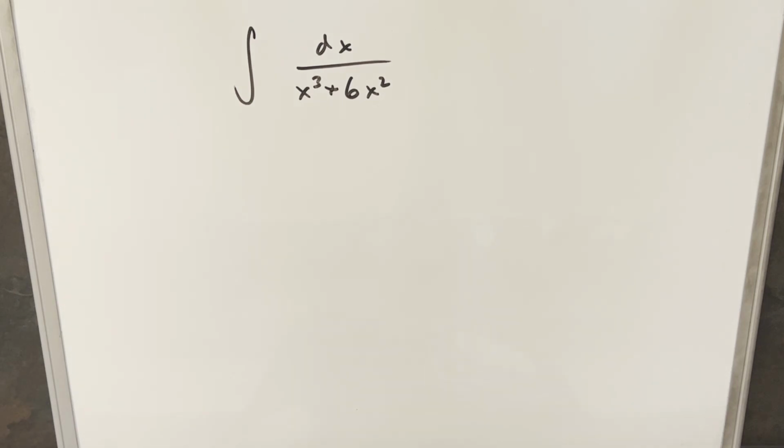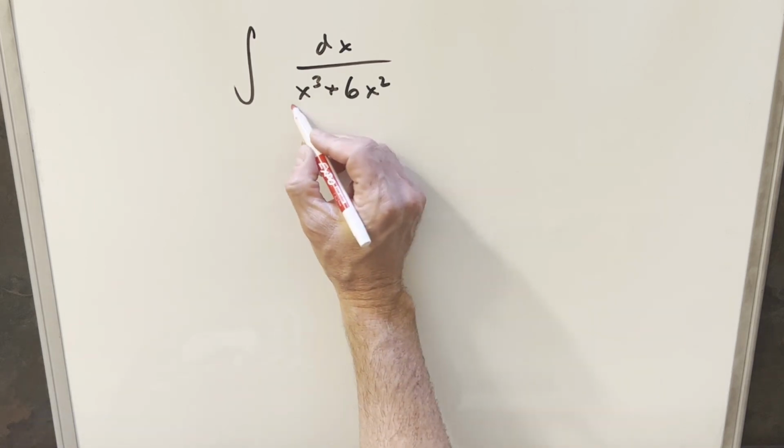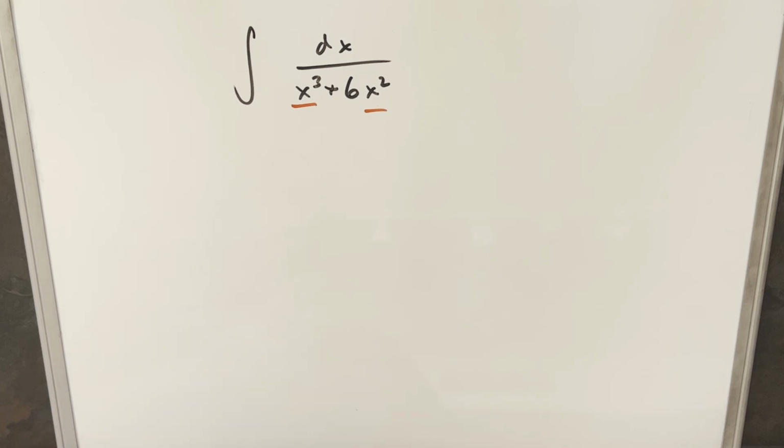Hey, we have here another integral on the board. We have here the integral of 1 over x cubed plus 6x squared dx. Okay, so I think we have kind of an obvious first step here: let's just factor the denominator, because we have an x squared in common there.